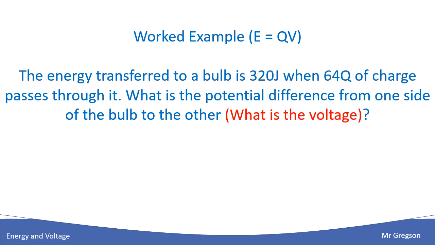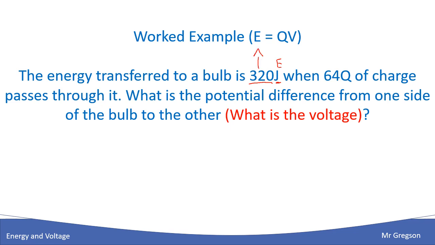Okay, so we used P equals IV in the previous slide, so this time we're using E equals QV, or equivalent. And again, straight away I'm seeing 320 joules, so I know it's energy. So I'll put E over the top of that, so I know which letter I'm using in the equation.